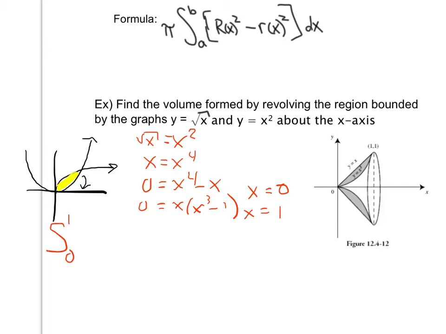And now I have to figure out what's my big radius, what's my small radius. Well, if I draw myself a rectangle here and a small rectangle, notice that my big radius is going to come from this rectangle, my small radius from this. So my big radius is the square root of x. According to my formula, I get the integral of square root of x, squared, minus my little radius, which is x squared, squared, dx. I can go ahead and put this into the calculator, and when I do, I get about 0.942. Looking at the next two examples, there are 3 examples total.